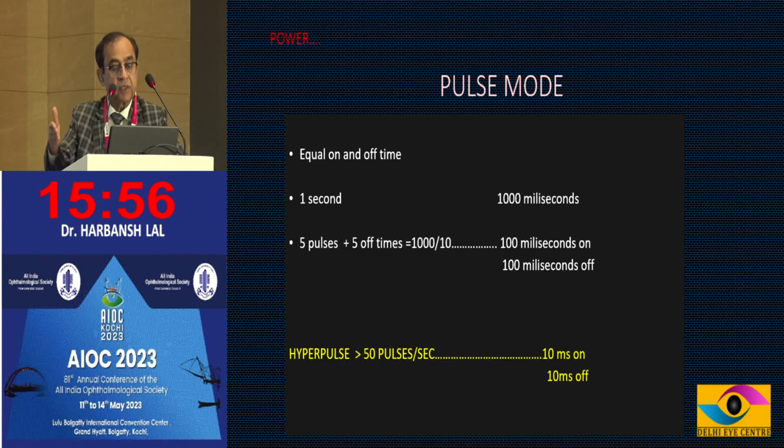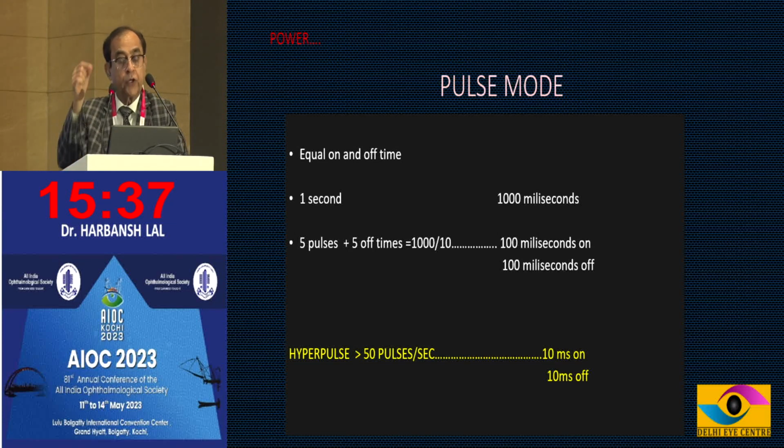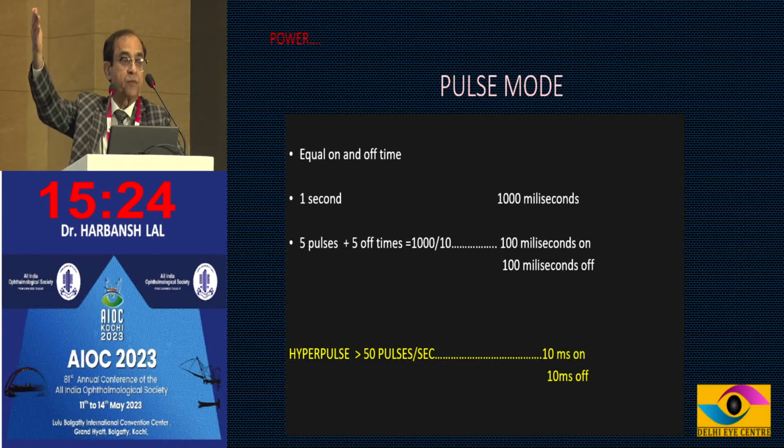If you keep 10 pulses, it will become half. And if you keep say 50 pulses or more, that means 10 times, then 10 milliseconds on and 10 milliseconds off. So whenever the pulses are more than 50, we call it hyperpulse. So the pulse will be 100, 200. But more than 50 is called hyperpulse because there is more cooling off period between the pulses. The wound burn and the maximum temperature are much lower as compared to the traditional machine. That is the advantage of the hyperpulse: it gives a little bit of energy, and before the temperature can go up, it cools off.